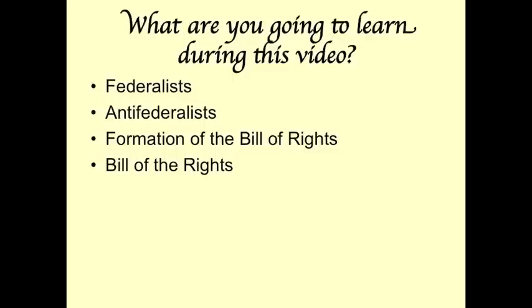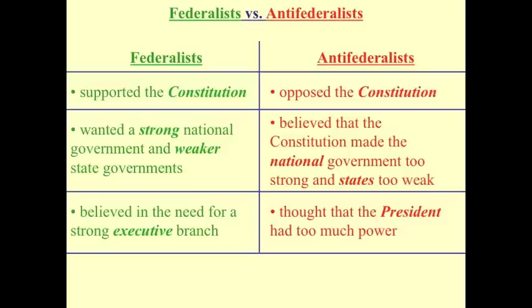During this video, we're going to be covering the following four things: Federalists, Anti-Federalists, the actual formation of the Bill of Rights, and then we're going to be talking very briefly about the Bill of Rights, the first 10 amendments of the Constitution. As the Founding Fathers were debating the Constitution, you had two groups arise. You had the Federalists and then you had the Anti-Federalists.